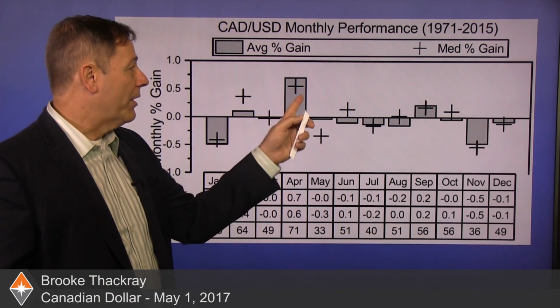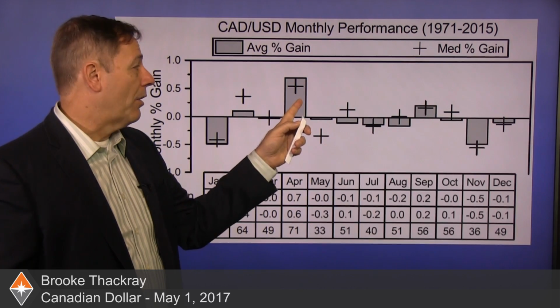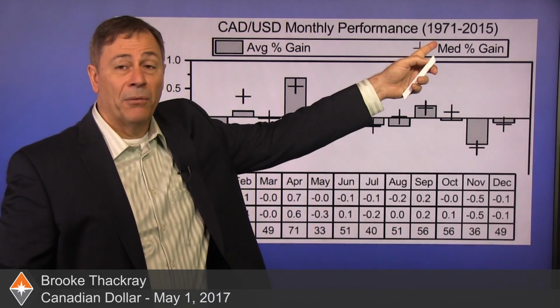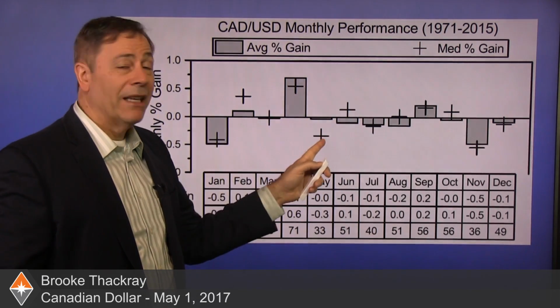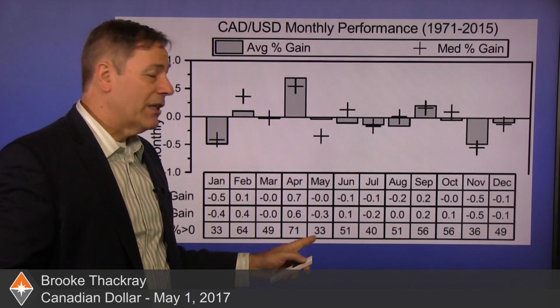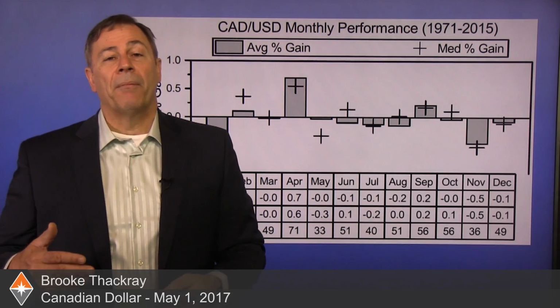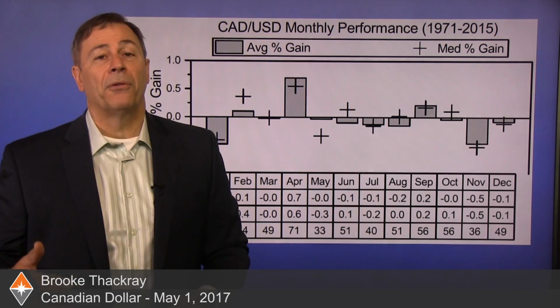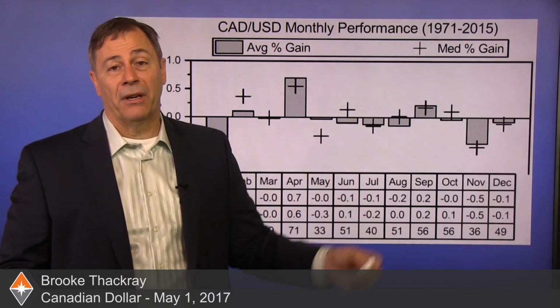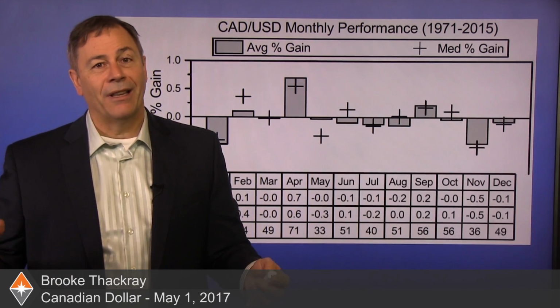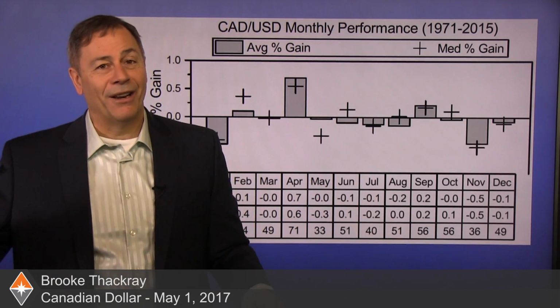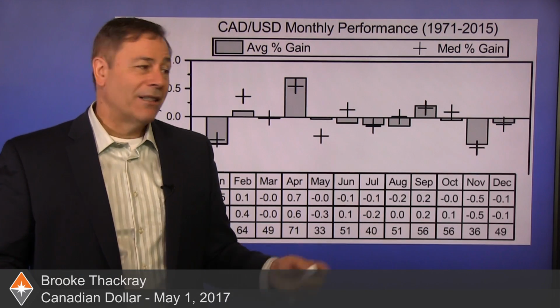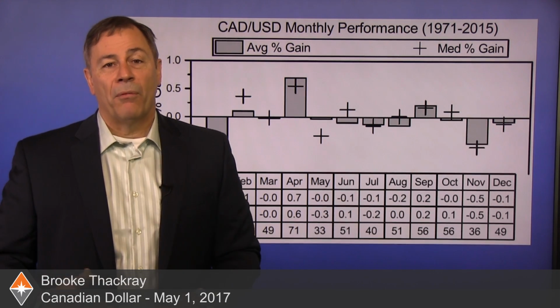Here you can see April, where the median and mean tends to be strong for the Canadian dollar relative to the US dollar from 1971 to 2015. But May, it tends to underperform. In fact, we can see here, it's only being positive relative to the US dollar 33% of the time in this time period. So something to watch out for. The Canadian dollar may not just bounce back, at least on a seasonal basis. That's not what we expect.